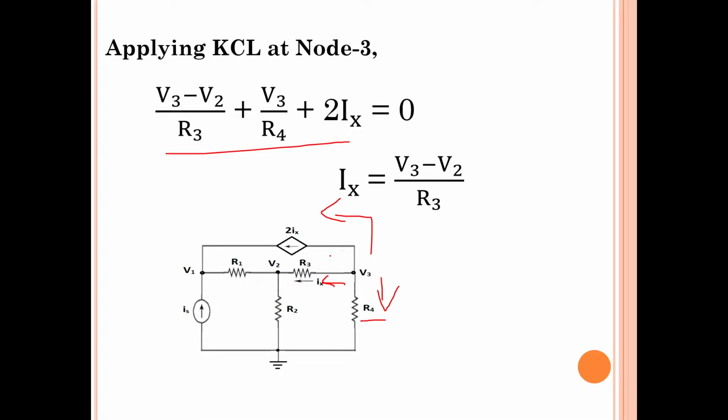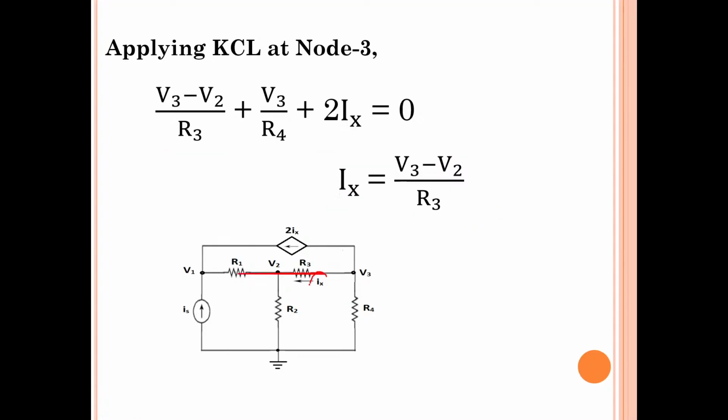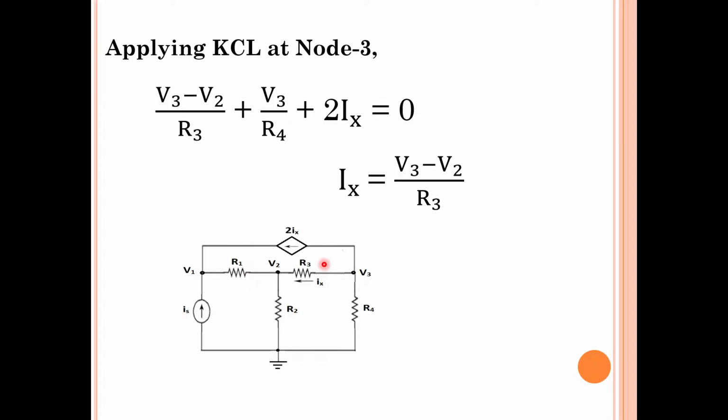And they have asked you to determine the Ix current. Ix is the current flowing through R3. What is the current flowing through R3? I will better take the laser, my cursor always irritates me. So this is Ix. What is Ix? V3 minus V2 by R3. That's it, this is the answer. Because we don't have any magnitude values, resistance values, or source current values here, therefore this is the answer. No further simplification is required.